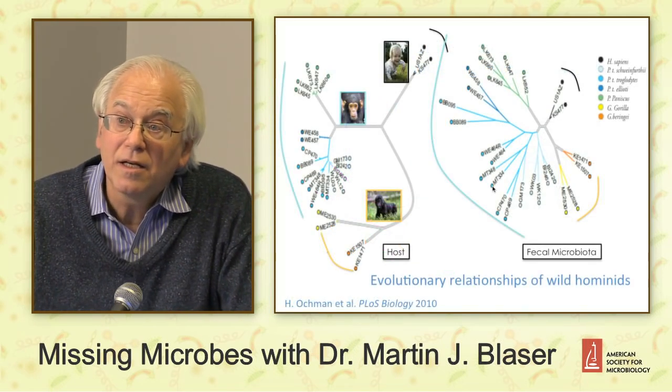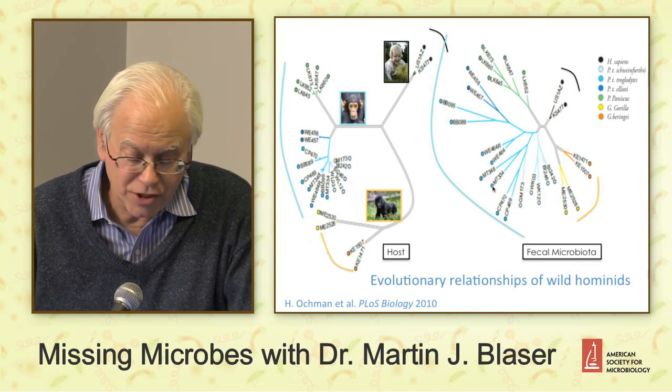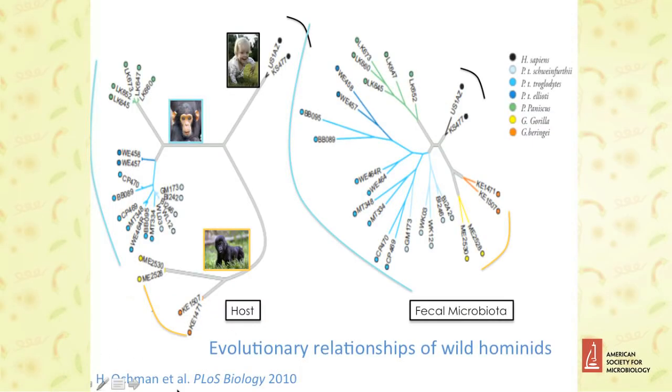Now, this slide examines the evolutionary relationships of wild hominids. This is work by Howard Ochman and his colleagues. Here on the left side is a phylogeny of wild hominids. Here's one, for example. And this phylogeny has a certain topology. There's a branching pattern. And this is based on the host genes, on the host DNA. And on the right side, this panel is the phylogeny based on their fecal microbes, the microbes in their intestinal tract. And if you look at the colors and you look at the branching pattern, you'll see that it's almost the same as what we see in their host phylogeny.